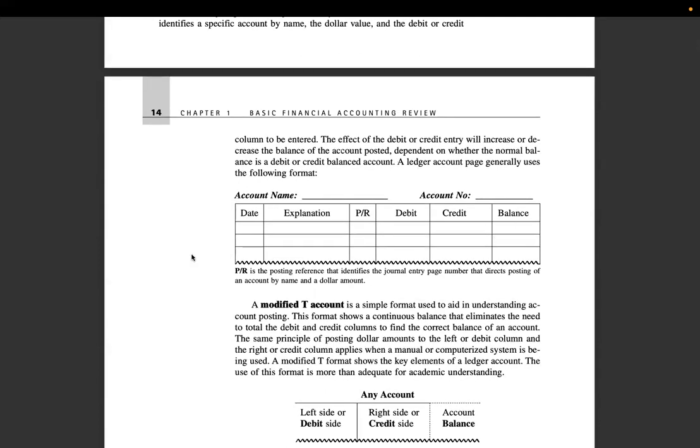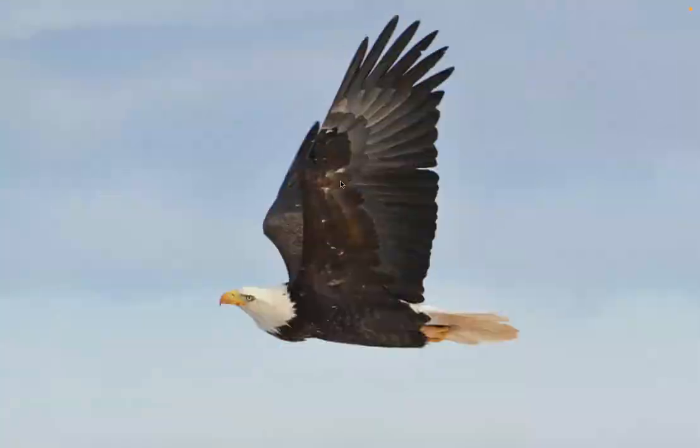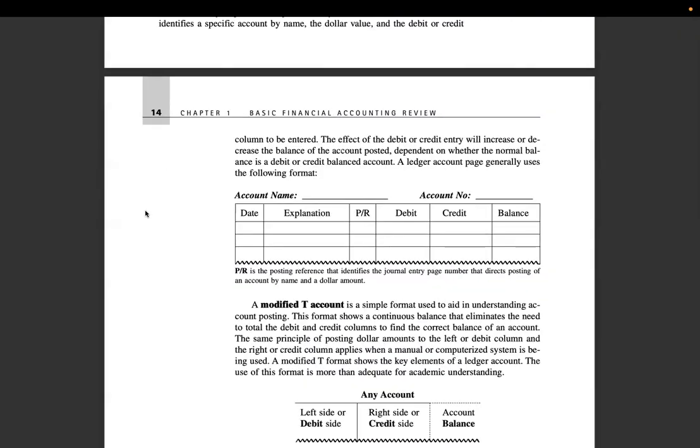So we have a ledger. This is what I call a ledger. It's just a way of recording transactions. This is interesting because it is inherited from when you did handwriting. A ledger is literally a book, though not necessarily.